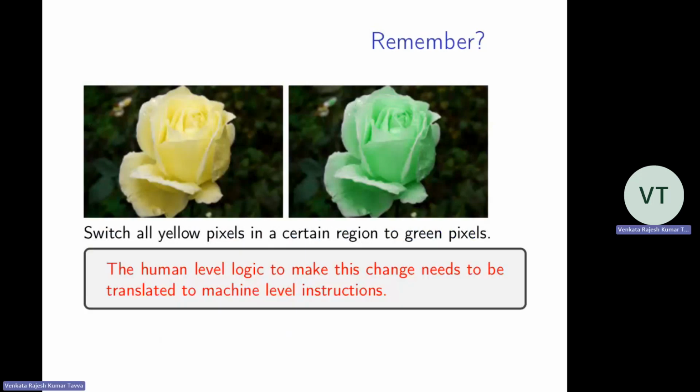But here, in both the cases, there is some kind of human level logic. We are thinking, okay, yellow is changing to green, and only the portion of the flower is changing. Only that color is changing. The remaining color is remaining as it is. So we are thinking in terms of color, in terms of objects. Only the object's color is changing. The surroundings color is not changing. So we are using very high level concepts like object, surroundings, color. But none of these concepts does the computer understand. It only understands bits and bit operations. So someone needs to convert my high level concepts and my high level instructions into low level data as well as low level operations.